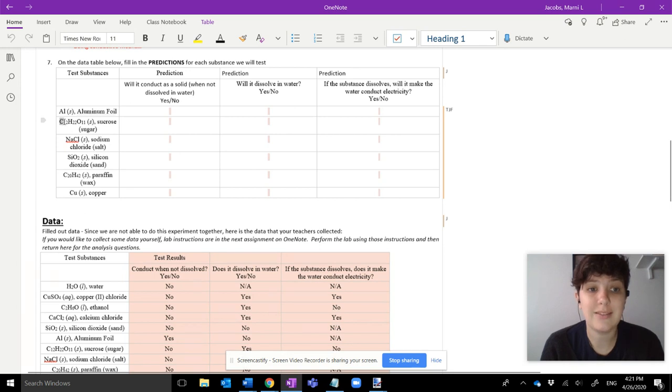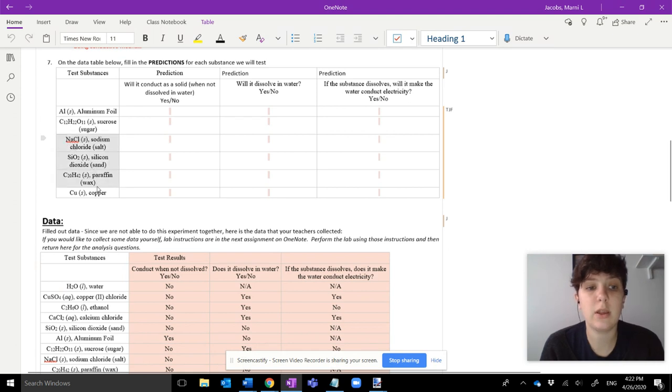The next one, C12, H22, O11. C is carbon, H is hydrogen, O is oxygen. So when we're looking at these chemical symbols, we're now talking about not just one element at a time, but a few different elements combined into what we're going to call a compound. This chemical formula here is also S for solid, and this is just sugar. So this is the sugar that I mix into my tea every morning. It's the sugar that you might sprinkle on your cereal, whatever is in your cabinet.